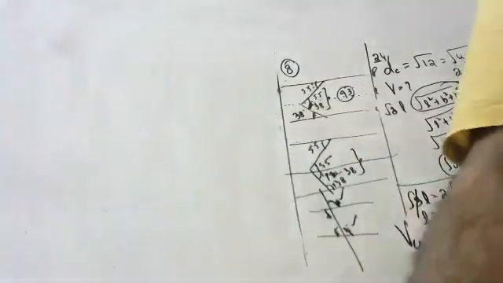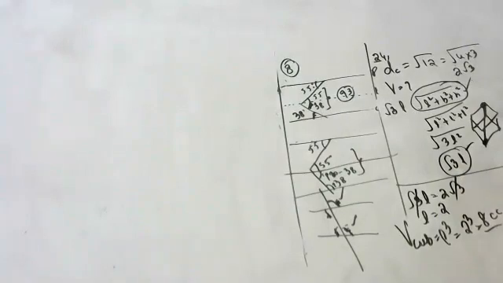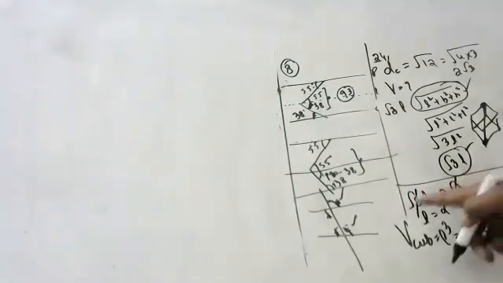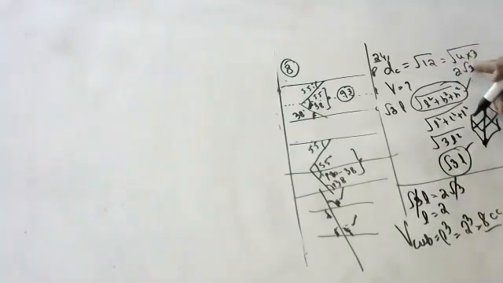Sir, with what do you cancel, sir? Root 3L is equal to 2 root 3. Root 3 cancel, because root 12 means 2 root 3, no? Okay, yes, right, sir. Oh, okay. Next question.